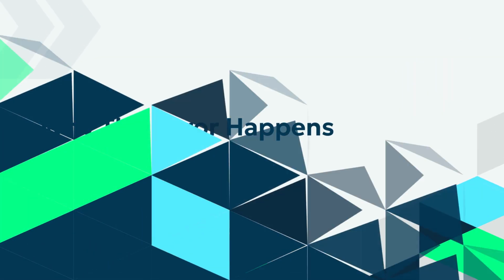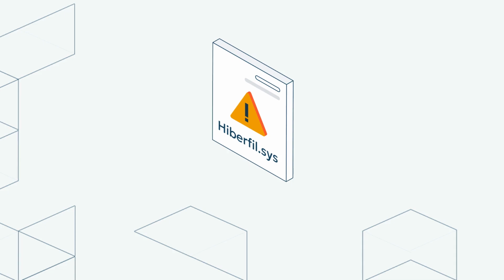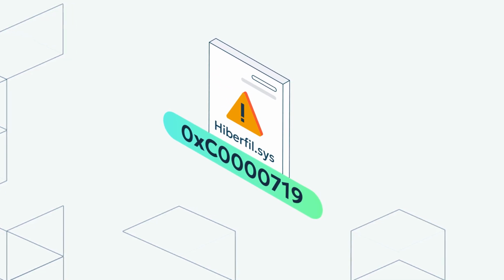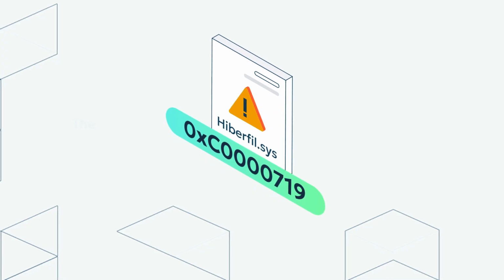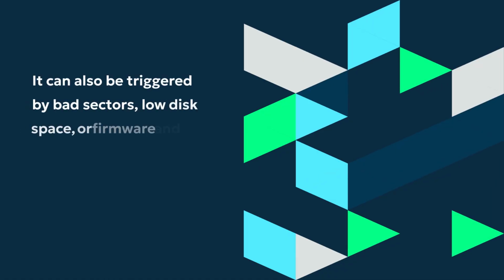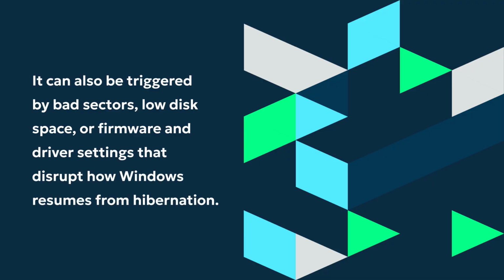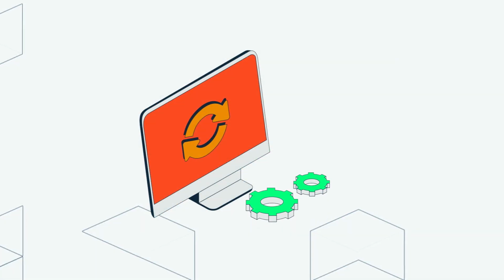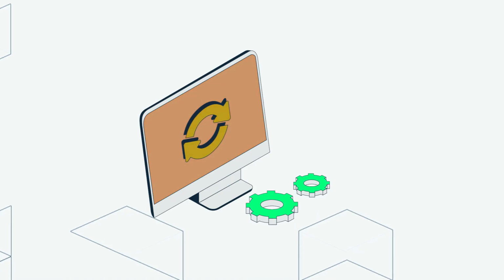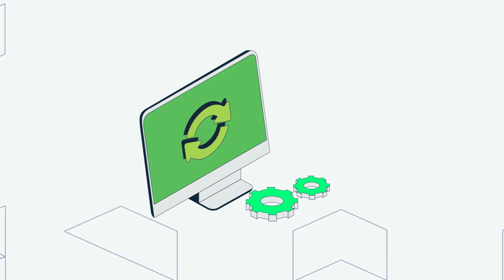Why this error happens. This error appears when Windows encounters corruption, permission issues, or configuration problems with the Hiberfil.sys file, the file that stores your system state during hibernation. It can also be triggered by bad sectors, low disk space, or firmware and driver settings that disrupt how Windows resumes from hibernation. If left unresolved, this problem can cause boot loops or prevent fast startup from functioning, which affects startup speed and scheduled maintenance tasks.